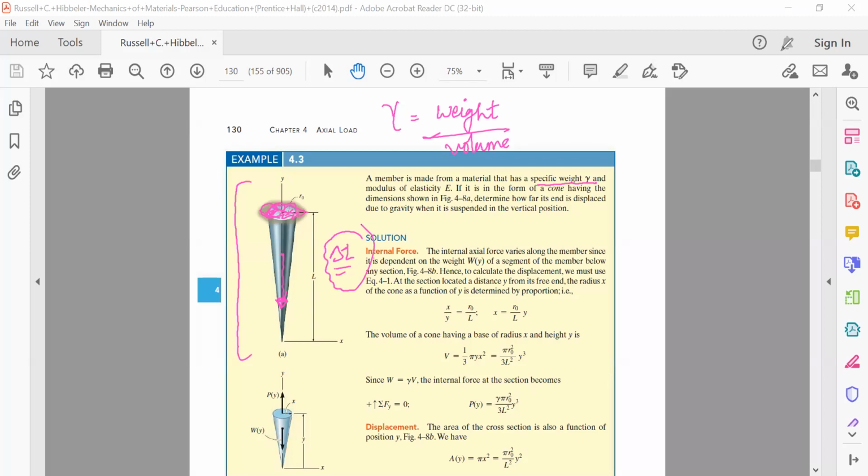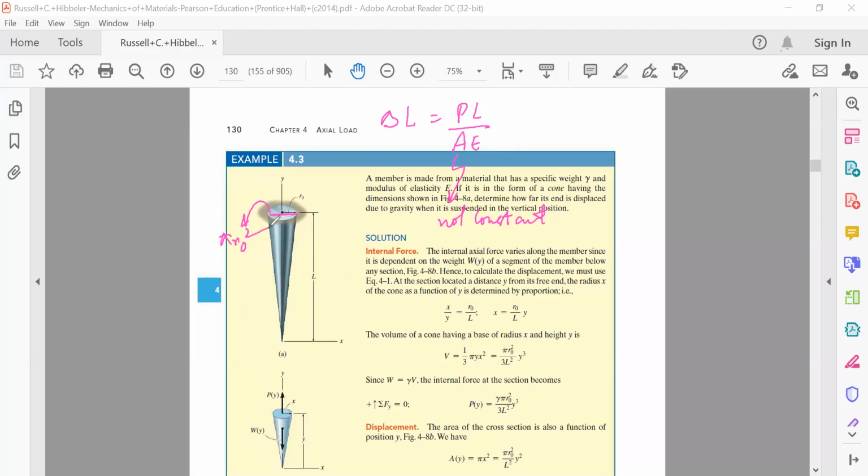The problem that we encounter in solving these types of questions is that we could directly write the formula that change in length is equal to PL divided by AE from the previous problems. But the question is that our area of cross section is not constant, it is varying, because you see here the area of cross section will be pi r squared, and here the area of cross section will be different. So as we move from one end to another end of the member, the area of cross section keeps on varying. So A is not constant.